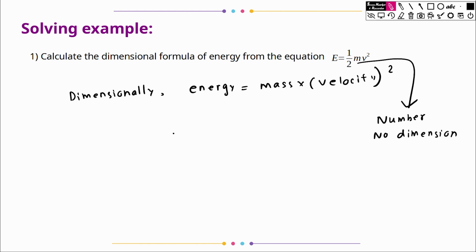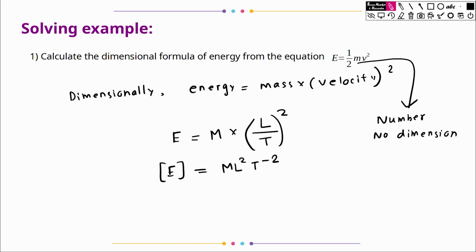Now energy is represented by the symbol E, mass by M, and already we have learned that velocity is length divided by time, and there is a square, so we write the square. Now we want the dimensional formula, therefore we have to use square brackets because the equation is among the dimensions and not among the magnitudes: [E] = [M L^2 T^-2]. Therefore, the dimensional formula of energy is M L square T to the power minus 2.